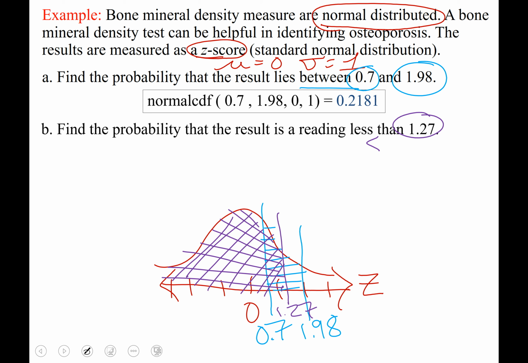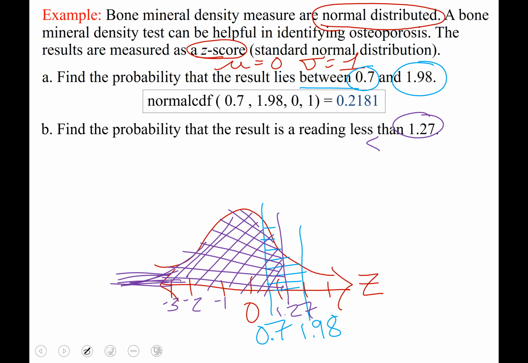Okay, so we're given a z-score and we're asked to tell them the probability. That means we need to run the program normal CDF. The lower z-score is where your shading starts. This can be a little tricky, which is why the visual is so helpful. Where does the shading start? Well, this is standard deviation of -1, -2, -3, or 3 standard deviations below the mean.